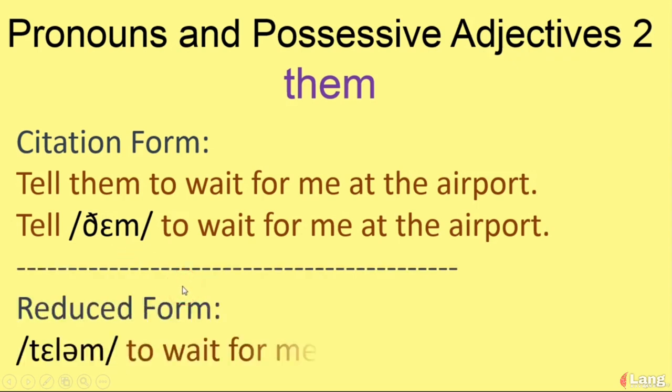But when we are speaking with reduced forms, we often drop the TH sound. The th becomes the schwa sound, and we just say 'em. When this is combined with tell, we just say tell 'em. Tell 'em to wait for me at the airport.